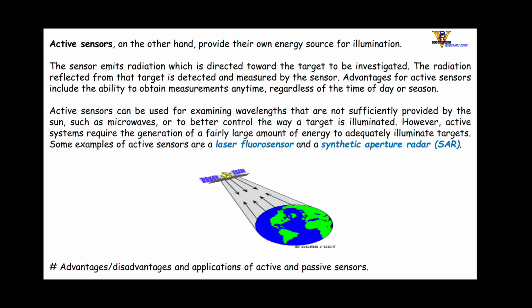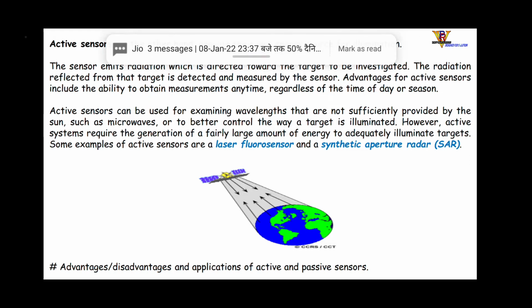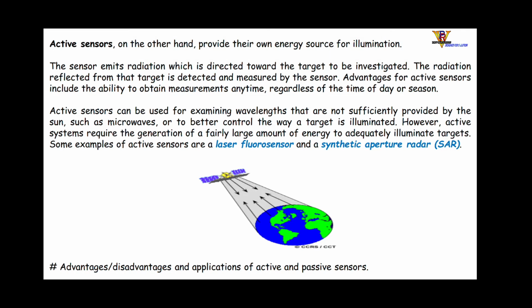Advantages of active sensors include the ability to obtain measurements anytime, daytime or night time. Active sensors can also be used for examining wavelengths that are not sufficiently provided by the sun, such as microwaves, or to better control the way the target is illuminated.